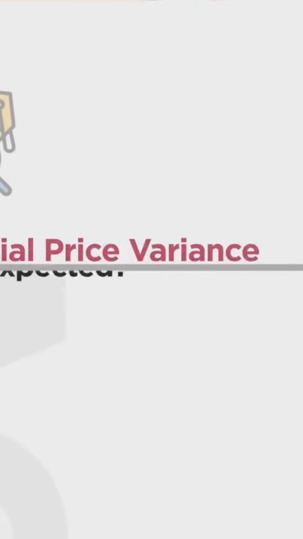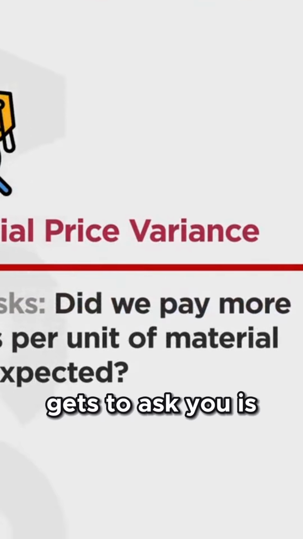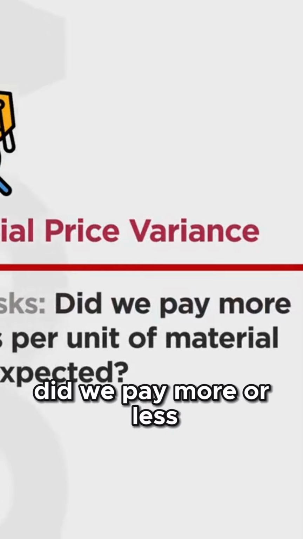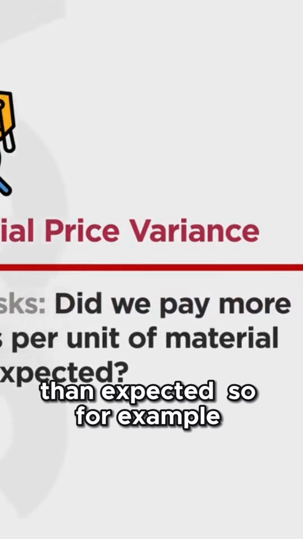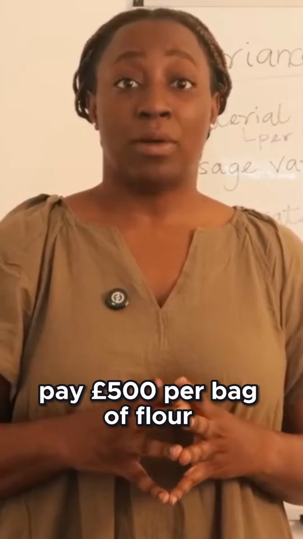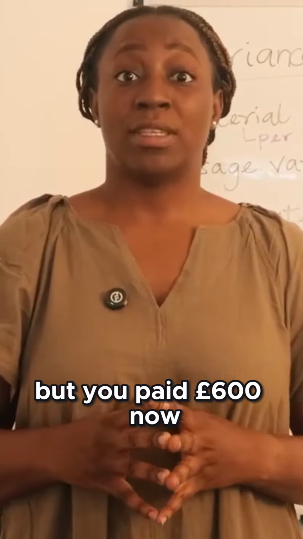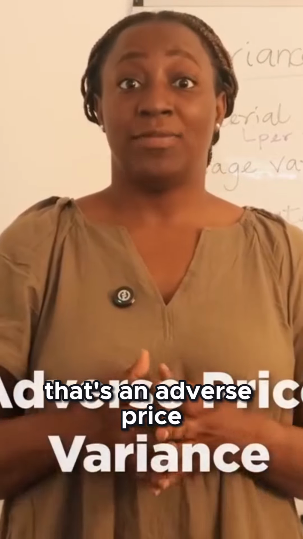Let's talk about the material price variance. The simple question this variance asks you is, did we pay more or less per unit of material than expected? So for example, you intended to pay £500 per bag of flour, but you paid £600. Now that's an adverse price variance.